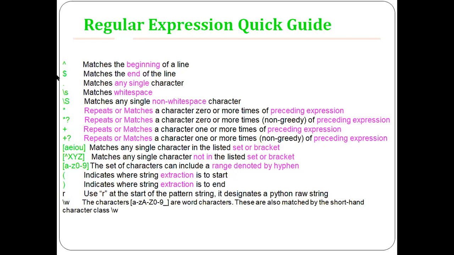And also, a dot matches a single character. It basically matches a single character, except newline, it matches every other character. And the next one, backslash s, matches white space. It basically matches a space, either a tab, a single space, or the newline character. It matches a single white space.